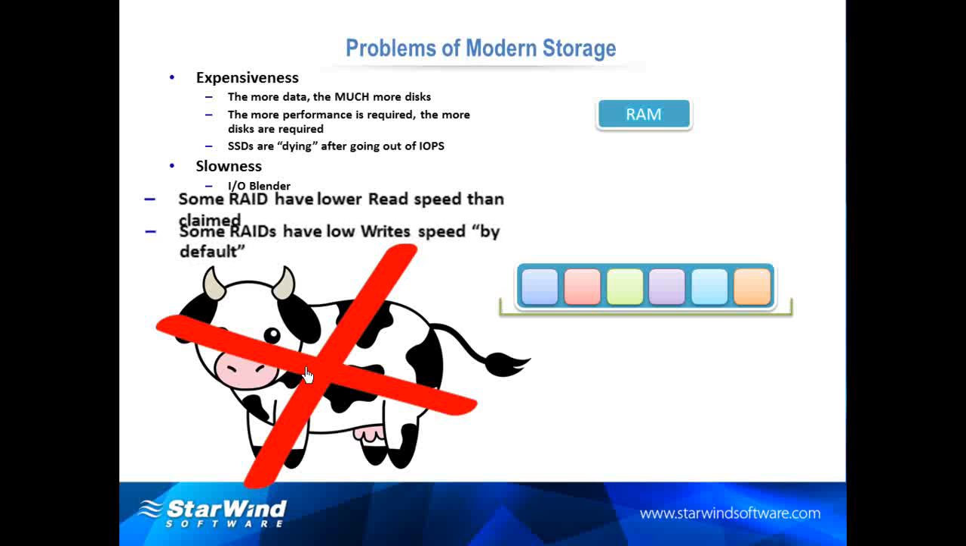Some RAID have lower read speed than claimed. For example, this is RAID 0. Yeah, I was surprised when I learned about it too. You would ask, RAID 0 is aimed to have great speed. Yeah, it definitely has greater speed compared to RAID 1, let's say, or just a raw disk. But RAIDs have the stripe size.